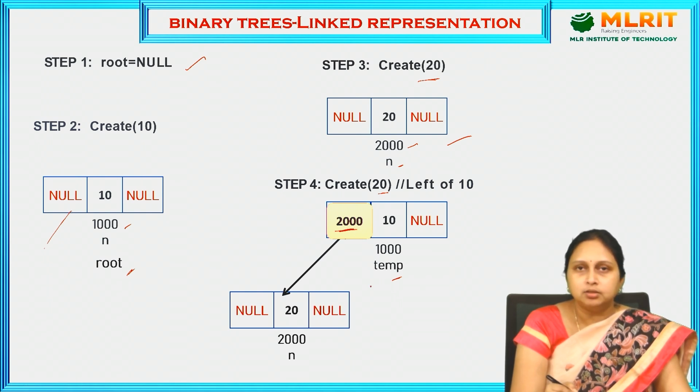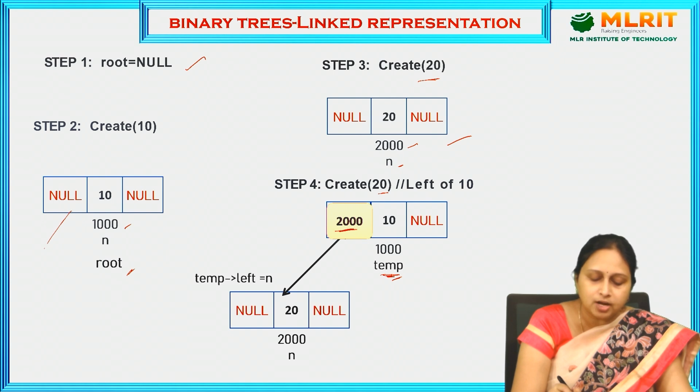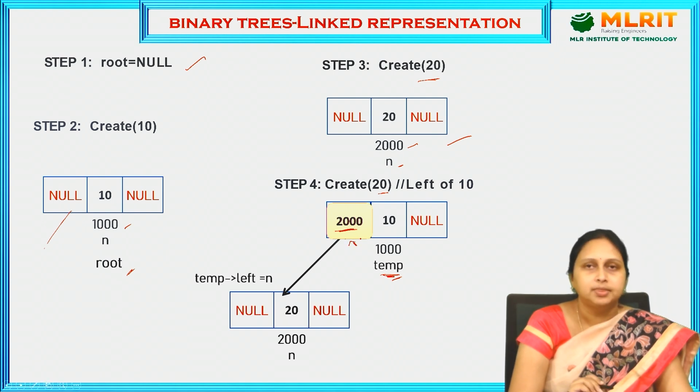When I am moving this temp to this, why? Because I need to traverse through the list, we are going to use one temporary variable. Temp equal to temp arrow next, temp arrow left equal to n. This is my temp value. Temp arrow left is nothing but the n value. N is nothing but this one.